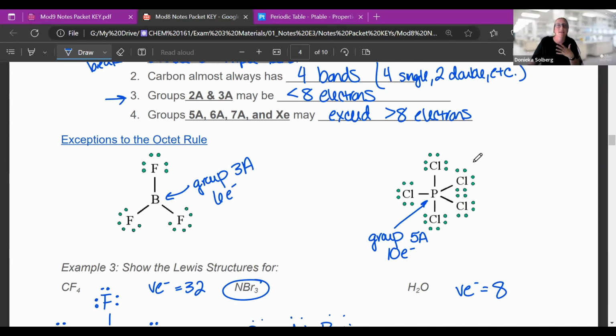So again, the octet rule is really more of a guideline. It is not a hard and fast rule. So kind of keep that in mind. I'm going to do a couple of these with you, and then I'll have you try them and check them. So in just a second.